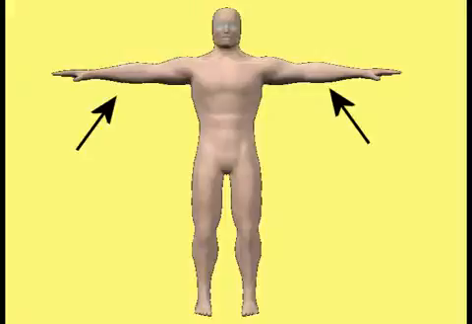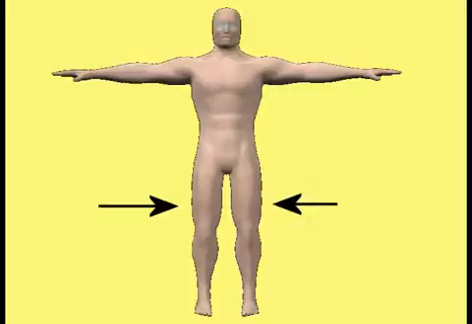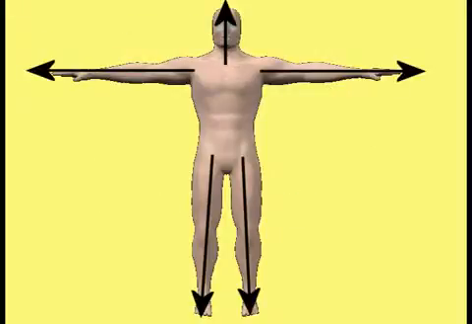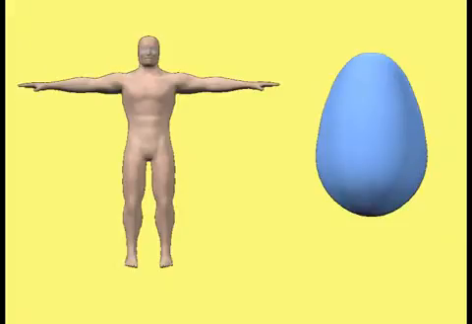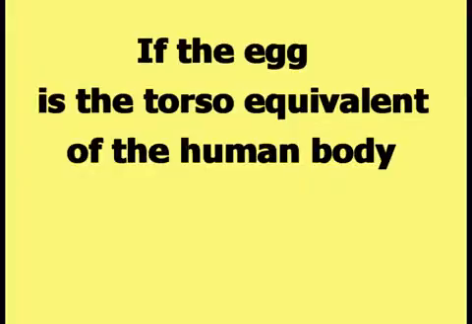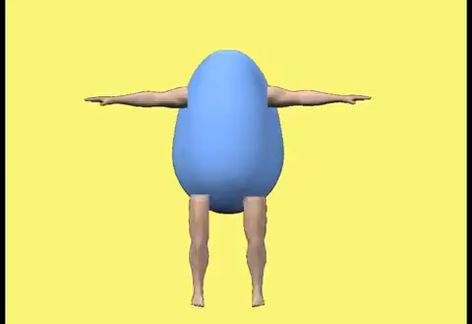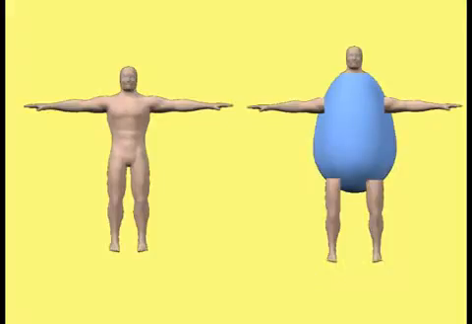A human body has 2 arms, 2 legs, and a head extending out from the torso. This picture shows the human body and the egg. The egg will represent the torso of the human body. If the egg is the torso equivalent of the human body, then the egg needs 2 arm equivalents, 2 leg equivalents, and a head equivalent before it would look like a human body.